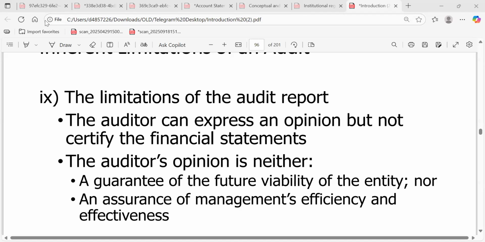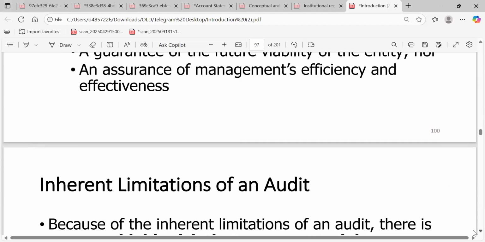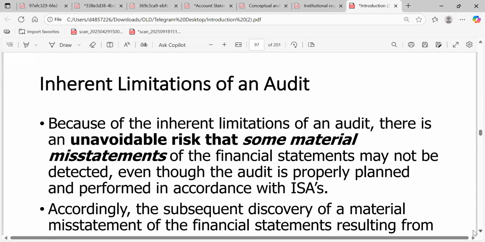So because of the audit's opinion, the audit report in itself is an opinion kind of report where the auditor expresses an opinion. He doesn't certify it. It means the audit in itself is limited, because it's just an opinion he's giving. He cannot certify all of these things.